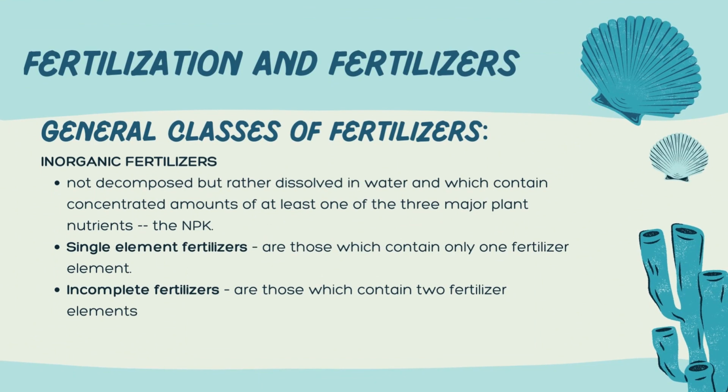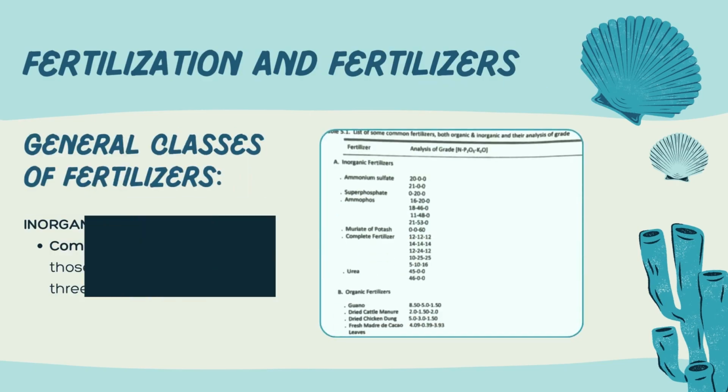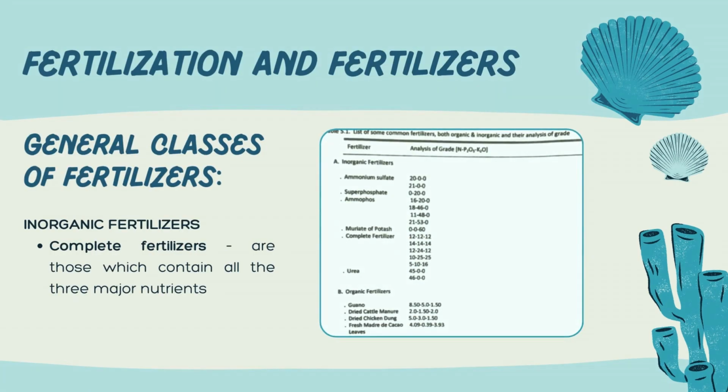Second, the inorganic fertilizers. They are not decomposed but rather dissolved in water, and they contain at least one of the three major plant nutrients, which are nitrogen, phosphorus, and potassium. Inorganic fertilizers have three types. First, the single element fertilizer, which contains only one fertilizer element out of the three. The second is the incomplete fertilizer, which contains at least two fertilizer elements. And the third is the complete fertilizer, which contains the three major nutrients.